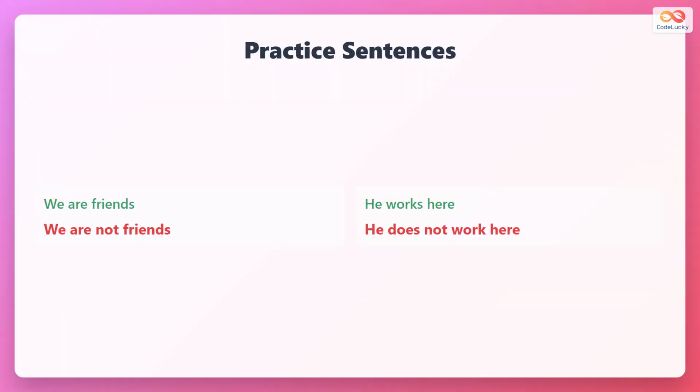Practice makes perfect. We are friends becomes we are not friends. He works here becomes he does not work here. Say these sentences out loud to remember the negative patterns.